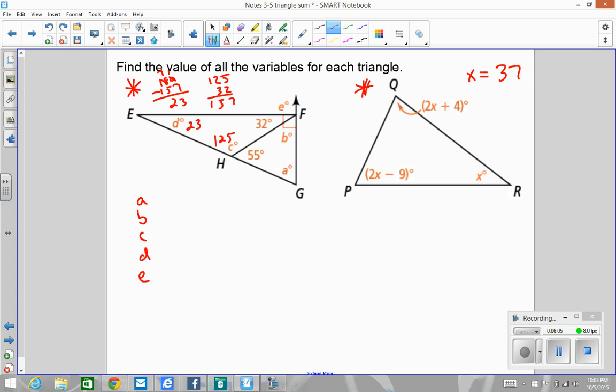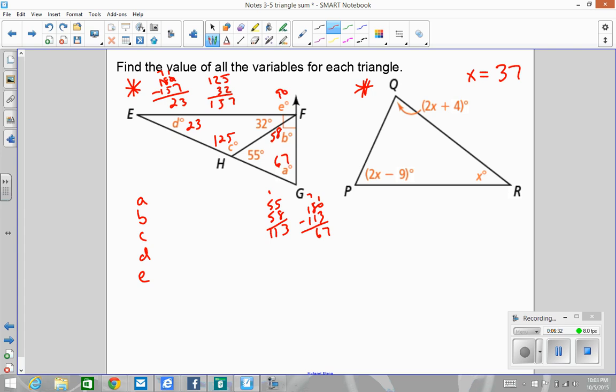All right. We know this angle right here is 90 degrees, so that makes E equal to 90 degrees over here. And if this is 32, take that away from 90. That leaves 58 for there. Again, we have 55 plus 58. So that's 113. If I take that away from 180, and keep your work organized, it's going to be 67. So this is 67.